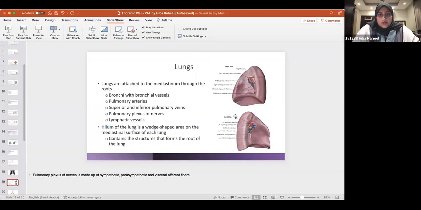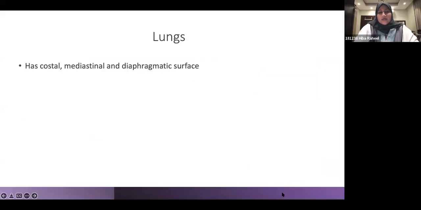Okay, so let's go back to this part. The lungs have 3 surfaces. Why are there 2 impressions on the left lung, cardiac and aortic? The cardiac impression is because of the heart being there. As soon as the aorta leaves the heart, it forms a groove. It runs on the left side of the lung, more towards the left side, not the right side.